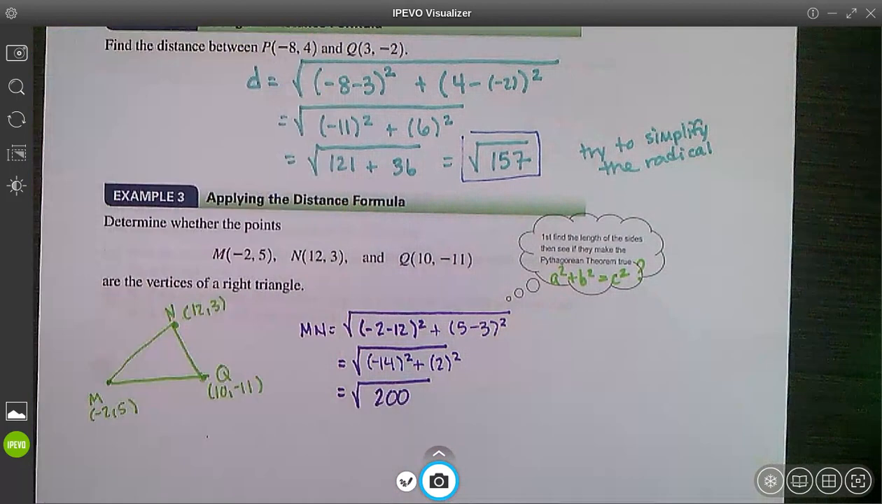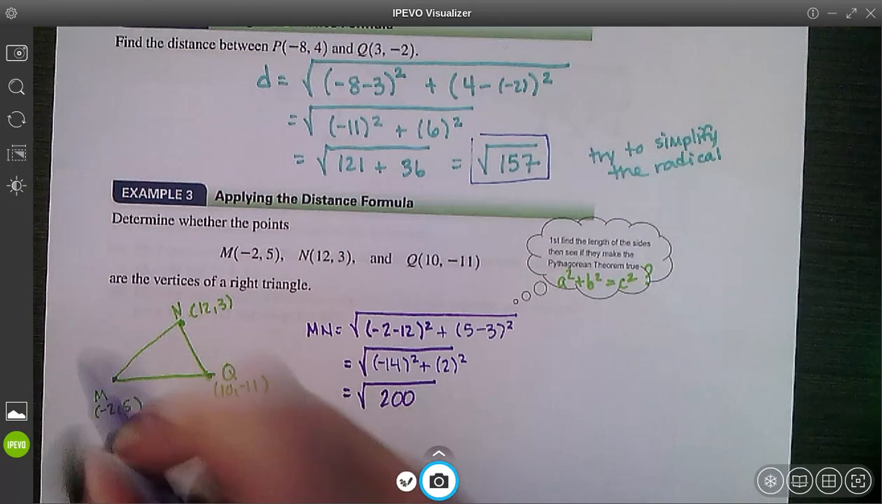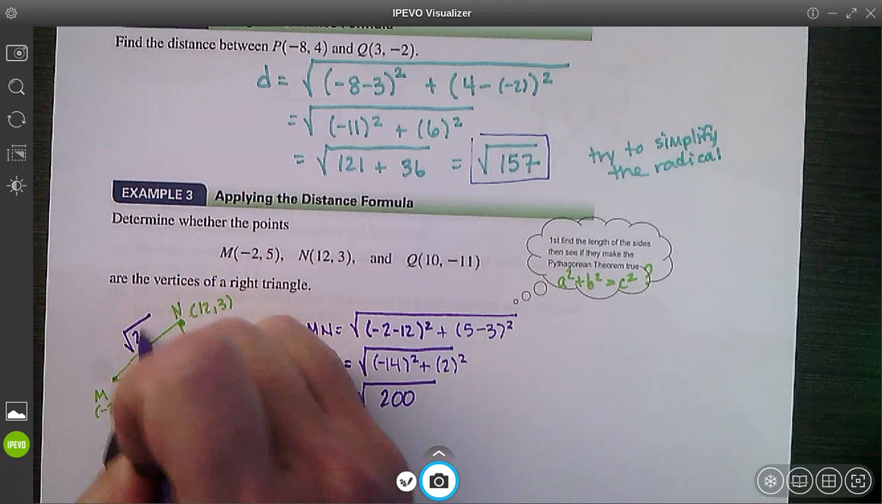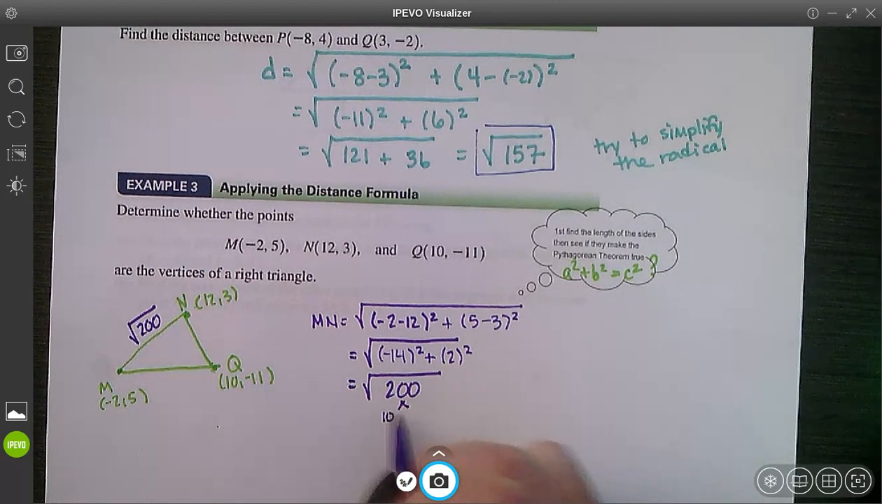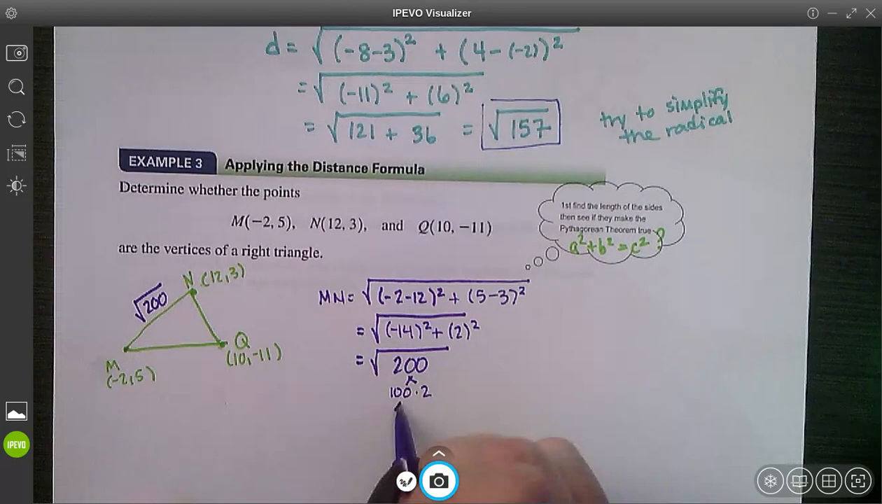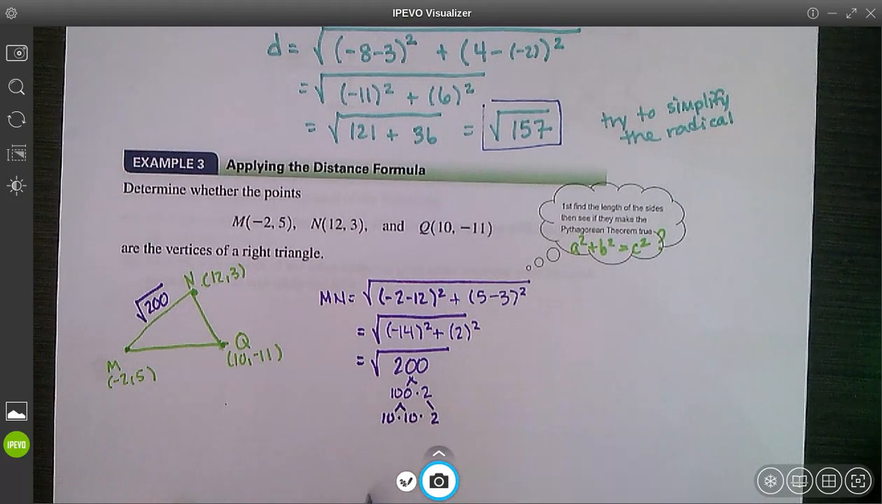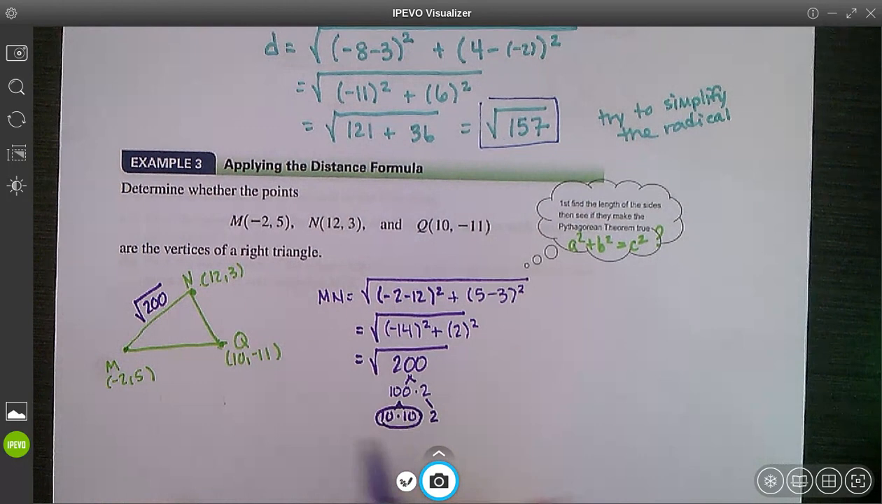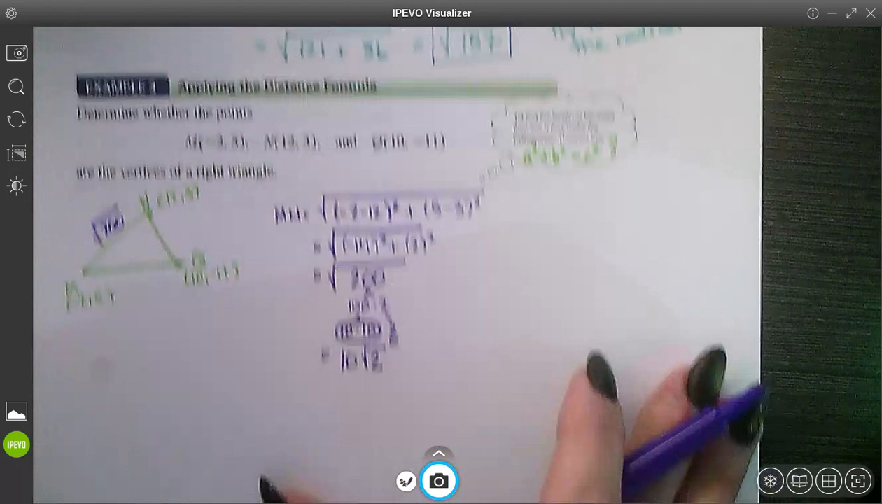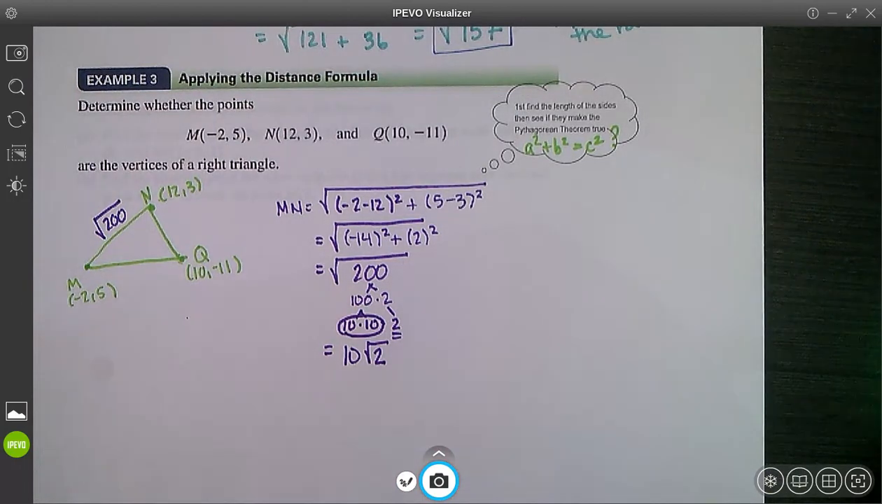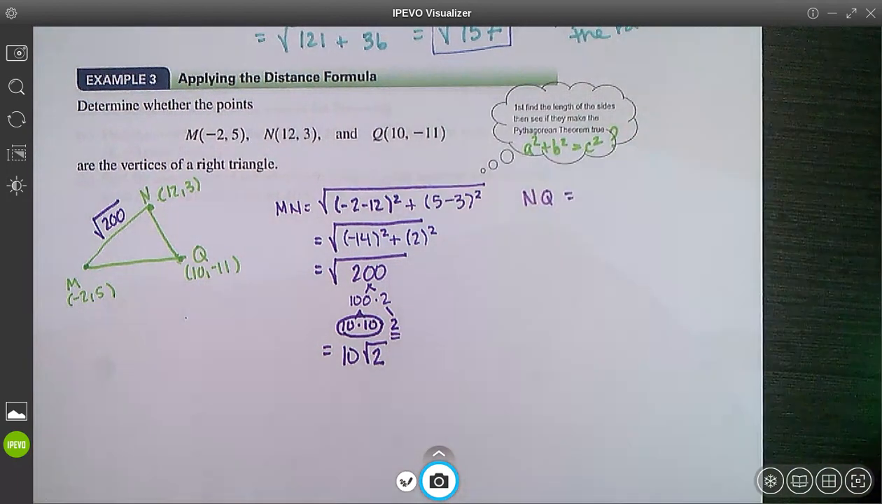I don't really care about simplifying this right now, unless the question in my math lab asks me to simplify it. If it does, then I would break down my 200 probably into 100 times 2, and then 10 times 10 times 2, which gives me a pair of 10s to bring out and a 2 to leave in, so 10 square roots of 2. If it asks me to find the distance between the 2 points, or it asks me what is the length of that side, then I would have to do the simplifying, but otherwise, just go ahead and leave it square root of 200.